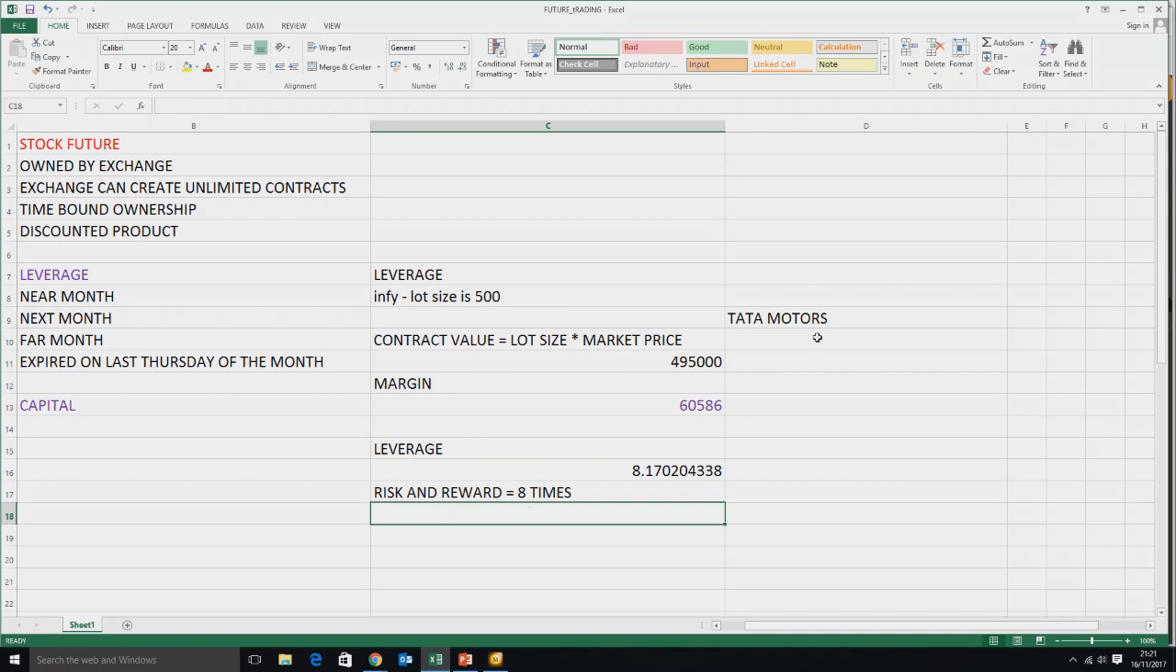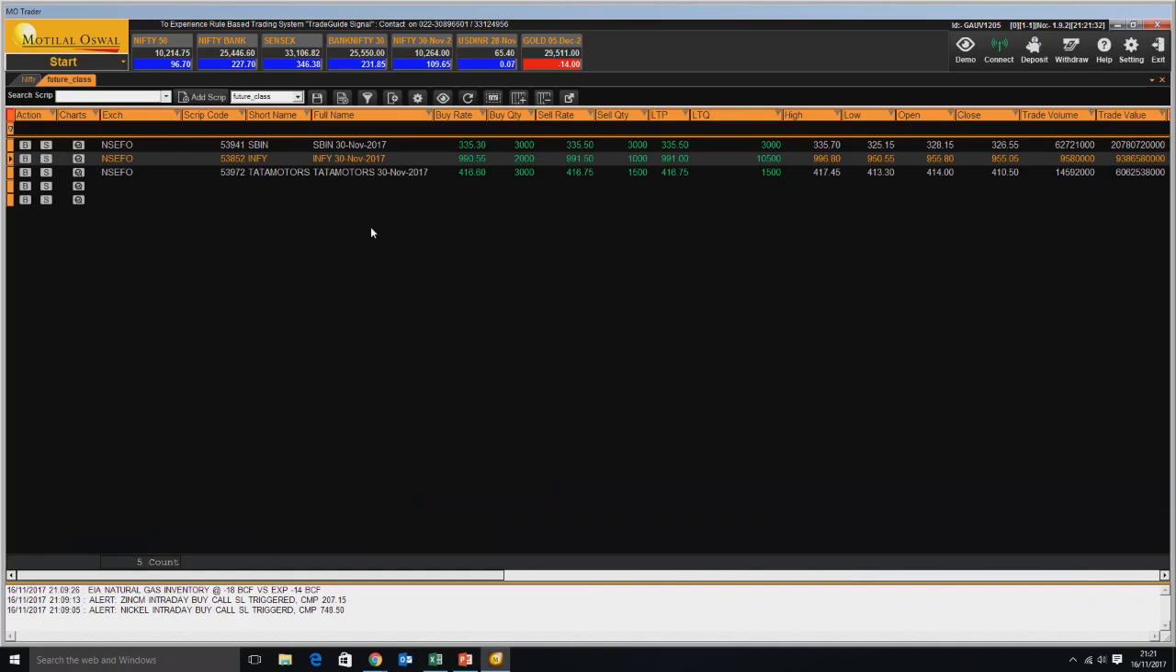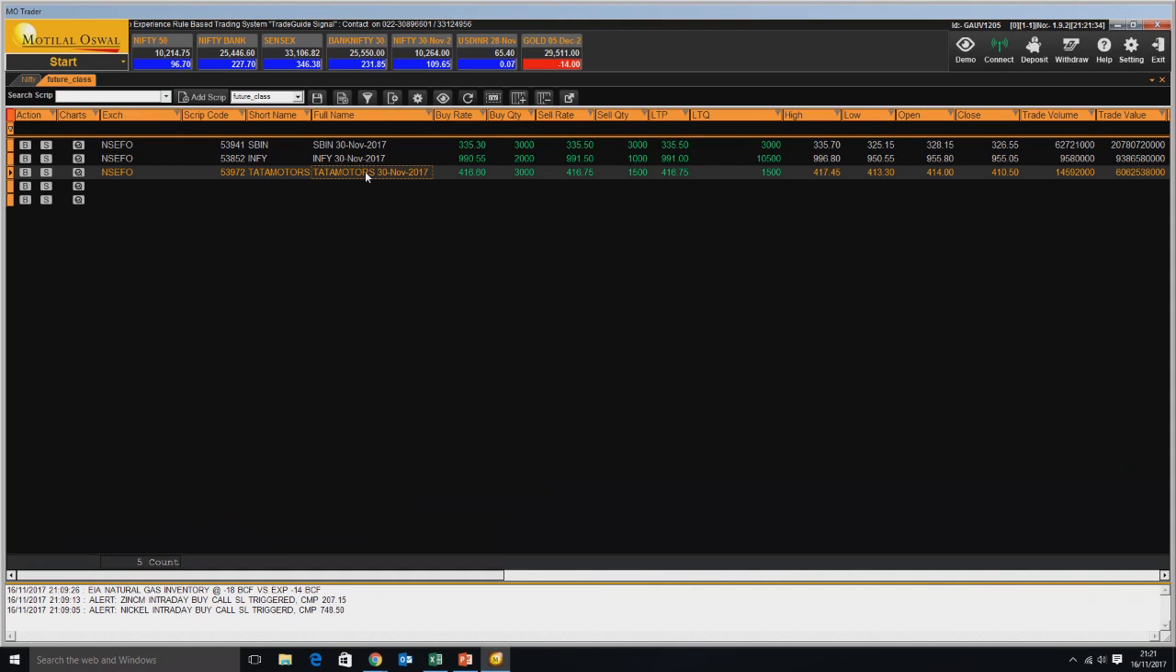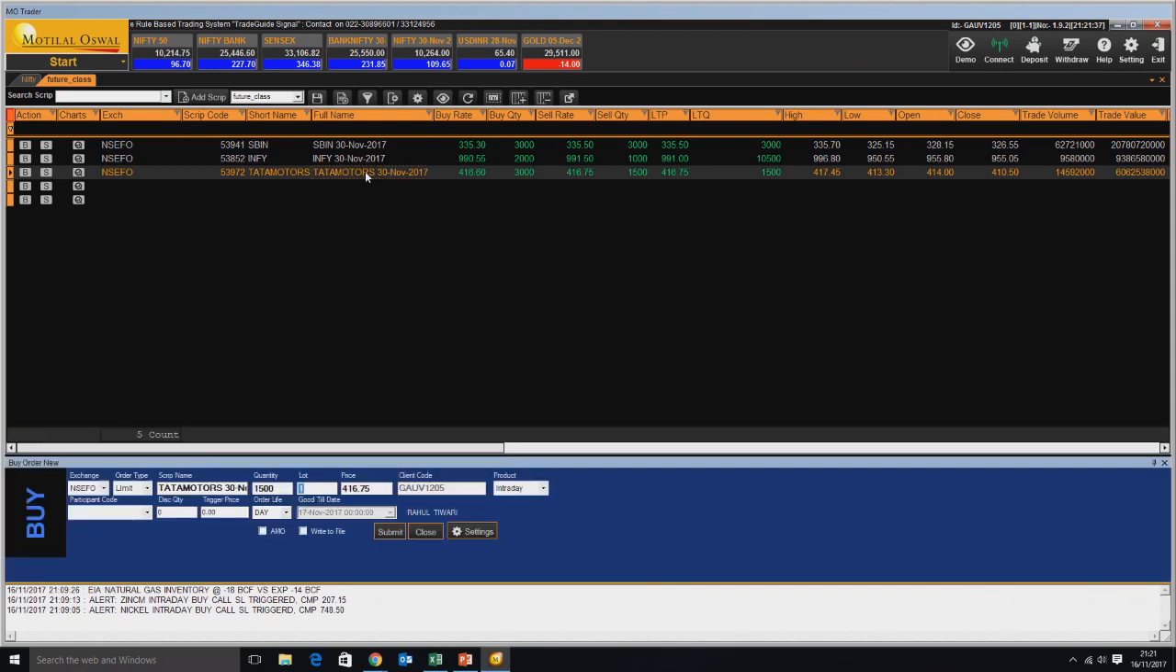And then again, let's see what is all the calculation about the margin and the leverage and the risk about the Tata Motors. Okay. So here I go and I select the Tata Motors. Say I want to buy Tata Motors. Here the lot size is 1500 and the price is, I'll just say, 416, right?